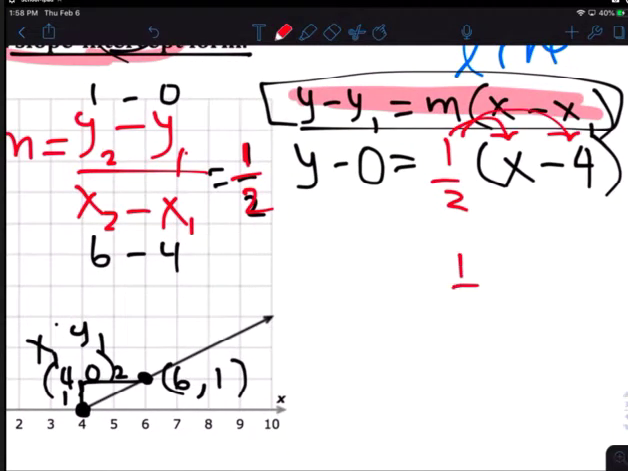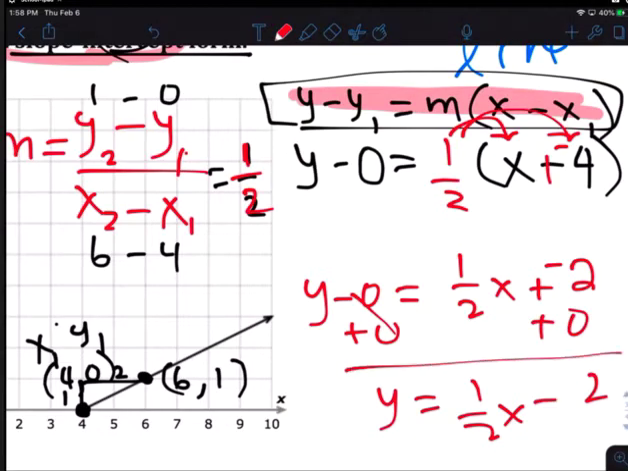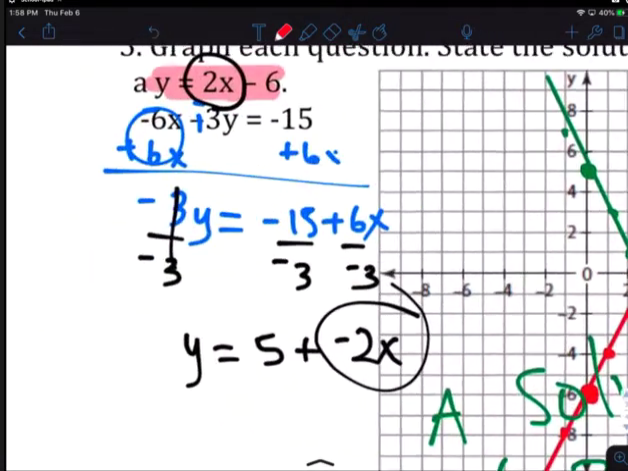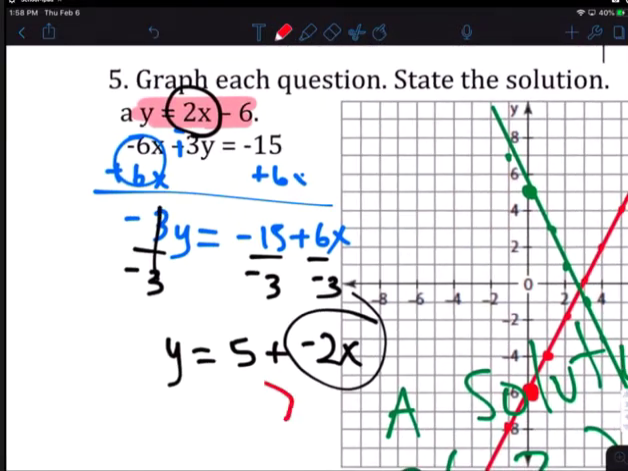Distribute 1/2 x plus a negative, and that cross cancels, you'll get a negative 2. y minus 0, add 0, doesn't change anything, so y is 1/2 x plus a negative 2, or it's just a minus 2 right here. That's your answer in slope-intercept form. This one, you need to know how to solve this. This is AA2 and AA4.